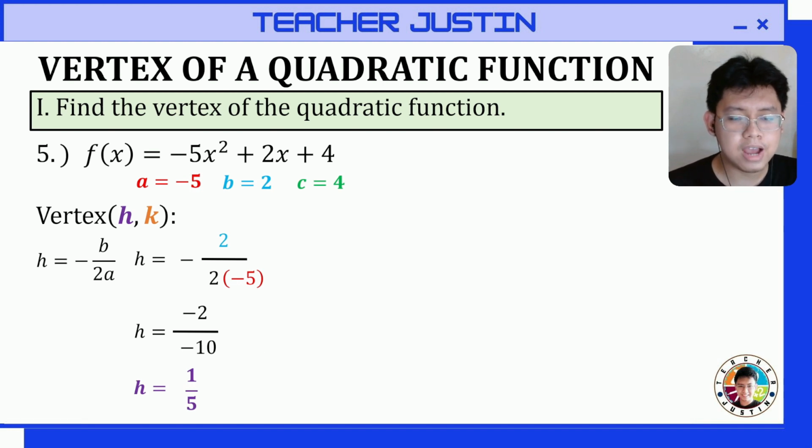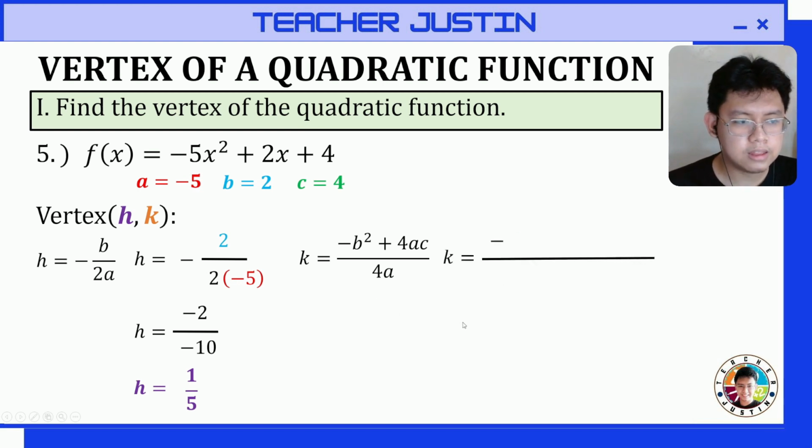So, nakuha na natin yung ating x-coordinate. And yung x-coordinate natin is a fraction. So, if we're going to apply substitution to get the value of k, it will be a long process. So, to solve for the value of k, gagamit na tayo ng formula. Now, substitute natin yung values ni a, b, and c dito sa formula for k. That will give us k is equal to negative 2 squared plus 4 times negative 5 times 4 all over 4 times negative 5. Now, let's simplify this.